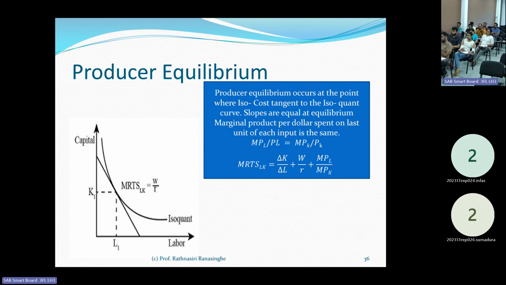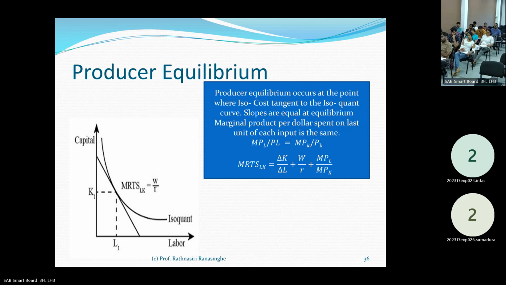So at this point we can write MRTS. We substitute labor for capital. MRTS equals W over R equals MPL over MPK equals delta K over delta L. In other words, that is why all these things are equal. So that is the equilibrium point.